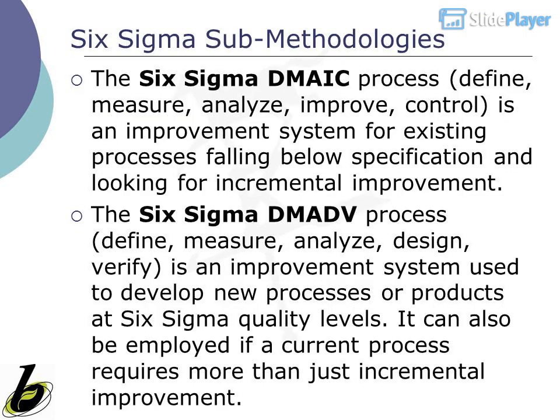Six Sigma sub-methodologies. The Six Sigma DMAIC process, define, measure, analyze, improve, control, is an improvement system for existing processes falling below specification and looking for incremental improvement. The Six Sigma DMADV process, define, measure, analyze, design, verify, is an improvement system used to develop new processes or products at Six Sigma quality levels. It can also be employed if a current process requires more than just incremental improvement.